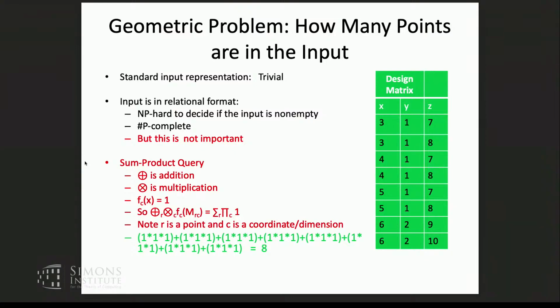If you have an explicit listing, this is trivial. If the input's in relational form, it's NP hard to decide whether the list of points is empty or not. It's sharp P hard to count the number of points in the input. So that would seem to be a negative result. But at the end of the day, we don't really care. We want to do our algorithms in terms of sum product queries. And if the structure of the table is very complicated, that's not the fault of our sum product algorithm or our relational algorithm. That's the fault of whoever designed the tables.